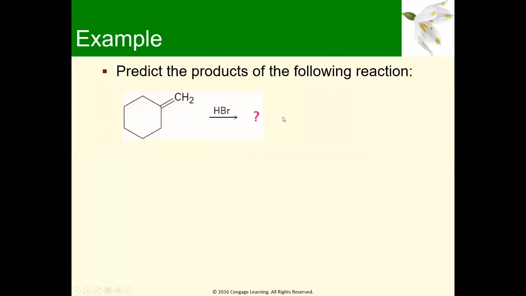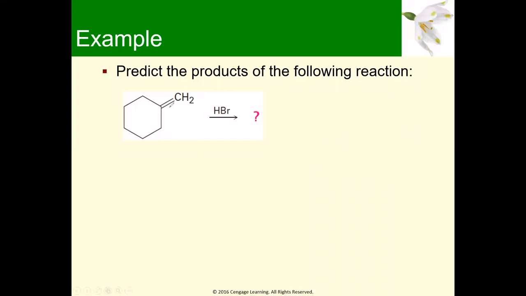All right. So let me do another example here. We want to predict the products of the following reaction. So we have this alkene, and you can see from the structure here that the most substituted carbon is the one that's part of the ring, and the least substituted carbon is the one involved in the CH2 right here. And so if it reacts with HBr, what's going to happen? Well, let's draw some curved arrows to again just show the mechanism.